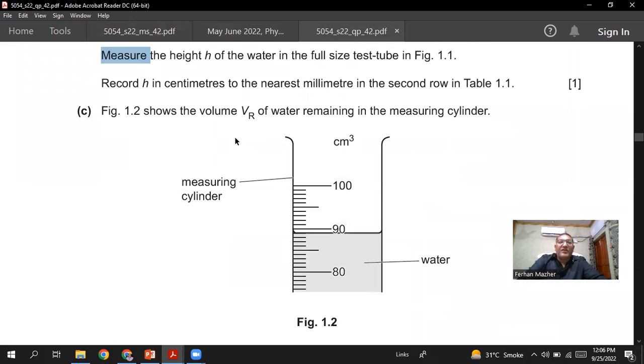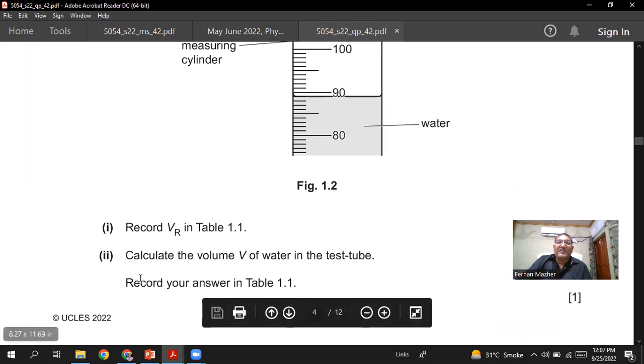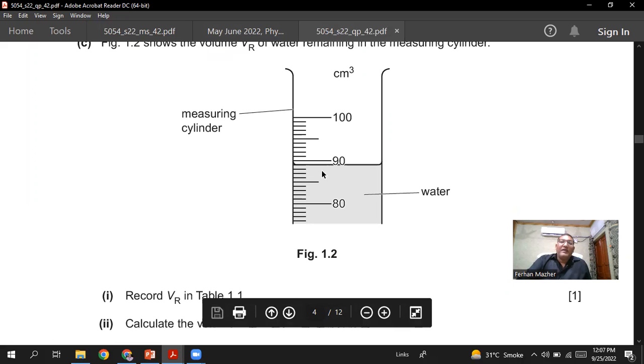Then they say figure 1.2 shows the volume VR of the water remaining in the measuring cylinder. In this measuring cylinder, the water was 100 cm³. After you poured some water from the measuring cylinder into the test tube, the water left in the measuring cylinder is this much. It is 89 cm³. Record the VR in table 1.1. Calculate the volume of the water in the test tube. So this VR will be 89 cm³.